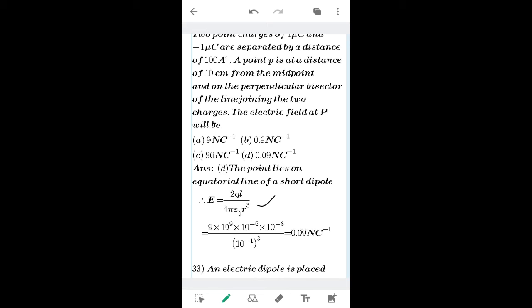Okay, so if you are perfect with the equations then it will be no problem, but you have to be thorough with the equations, right? So therefore what we get is 9 into 10 raised to 9 into q, which is 10 raised to minus 6, into 10 raised to minus 8, and here the separation between them is divided by 10 raised to minus 1 whole cube. So what you get, the answer is 0.09 Newton per coulomb. Okay, so here 100 Angstrom we are taking, so 10 raised to minus 8. So that is the distance between them.